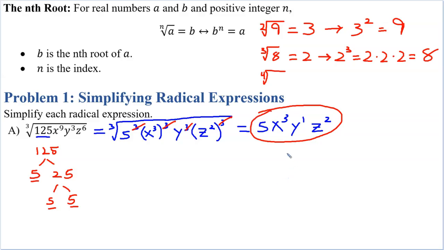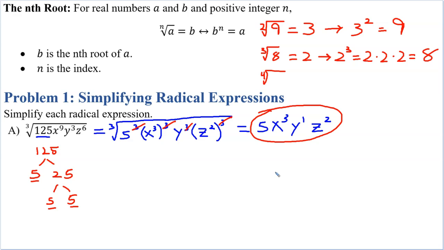Okay, we pulled out all the perfect cubes, all the perfect third power factors from this original expression. We'll get into later when we leave stuff on the inside when it doesn't work out perfectly, but I'd say that's my simplest radical form for this example here. All right, that's part A.